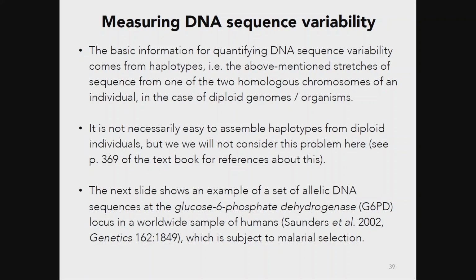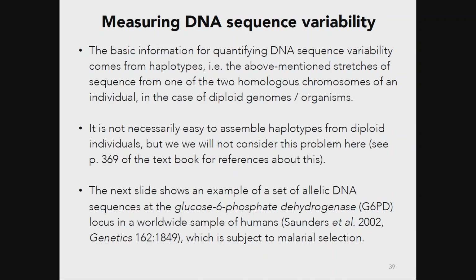The next slide shows an example of a sample of allelic DNA sequences for a particular gene, an enzyme called glucose 6-phosphate dehydrogenase, or G6PD. The example is from the textbook by Brian and Deborah Charlesworth. They have a figure that shows how the data look for a worldwide sample of alleles at this locus in humans. The original data are from this paper in Genetics.